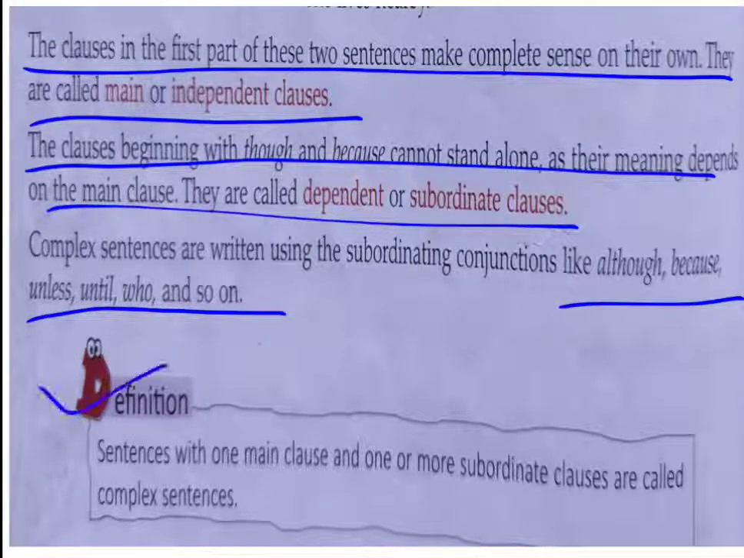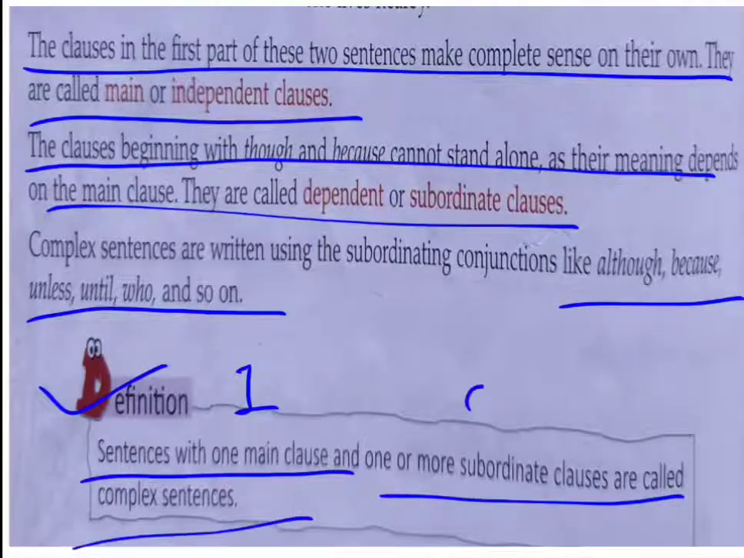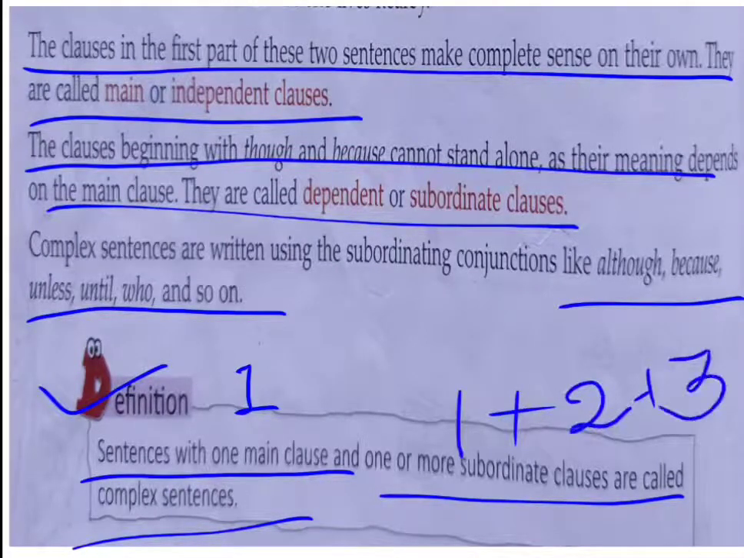What is the definition of a complex sentence? Sentences with one main clause and one or more subordinate clauses are called complex sentences. So here only one main clause will come, but subordinate clauses may be one, two or three, meaning more than one. So students, in a simple sentence only one clause will come, and that clause is only a main clause. But in a complex sentence, there is one main clause and one or more subordinate clauses. It's known as a complex sentence.